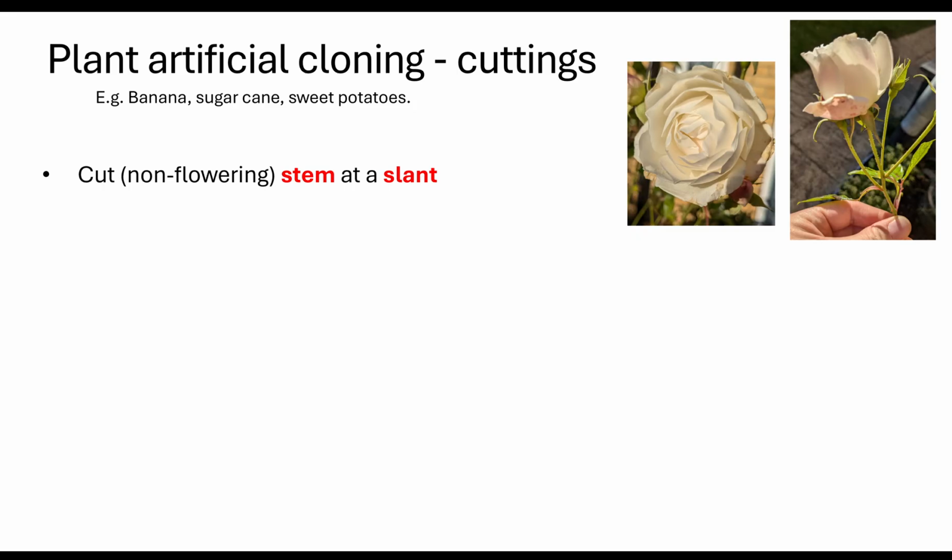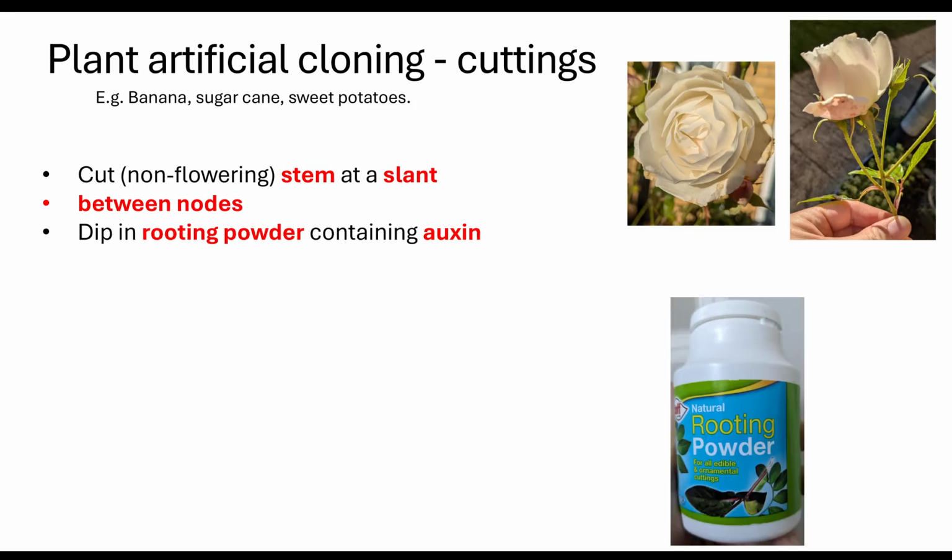So this non-flowering stem is going to be cut at a slant. Now it's important to know I want to do this between the nodes. So I always want to cut at a slant between the nodes, and that therefore means that there is a bud that will develop and produce my genetically identical offspring plant.